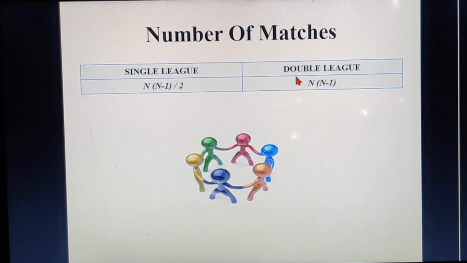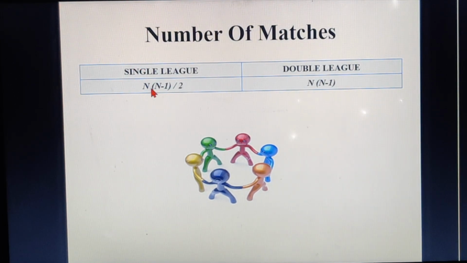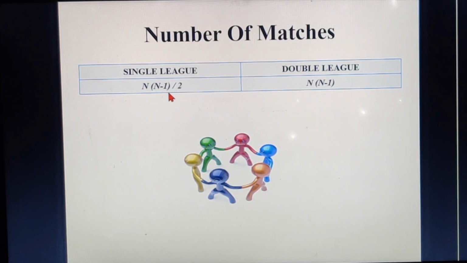Of course, if there is a tournament going on, you also look at how many matches each team is playing, how many matches you have to play. For that, there is a formula. For single league, the formula is n(n-1)/2. For double league, the formula is n(n-1). Now this can be asked in your 1 marker. So please learn it properly and don't get confused, because sometimes people forget to write upon 2. So just learn it well.